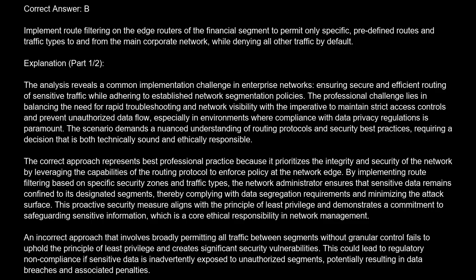The correct answer is B. Implement route filtering on the edge routers of the financial segment to permit only specific, predefined routes and traffic types to and from the main corporate network, while denying all other traffic by default.